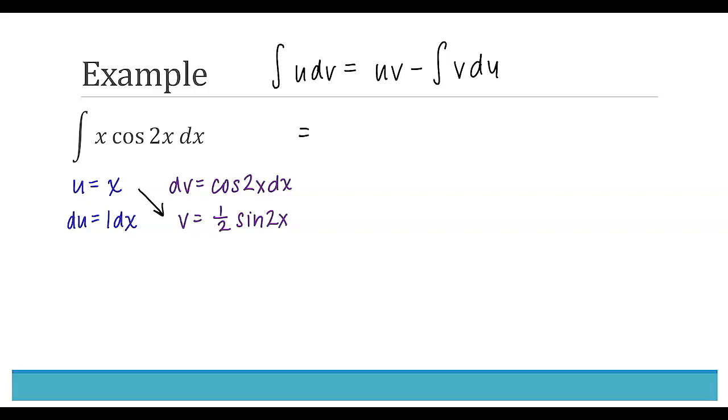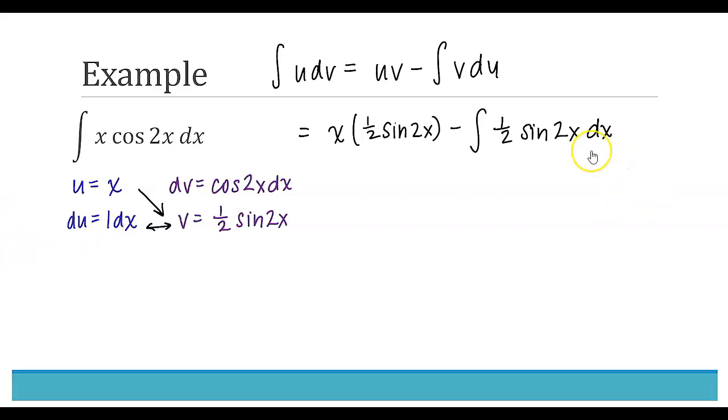So in my answer, I'm going to have x times 1/2 sine 2x. So that's u times v. And then we're going to have minus an integral that we still have to evaluate, the integral of v du. So here, these two pieces multiplied together. So that's going to give us 1/2 sine 2x, and then just dx, because I had that 1 dx. So the integral that I have left, I can directly evaluate.